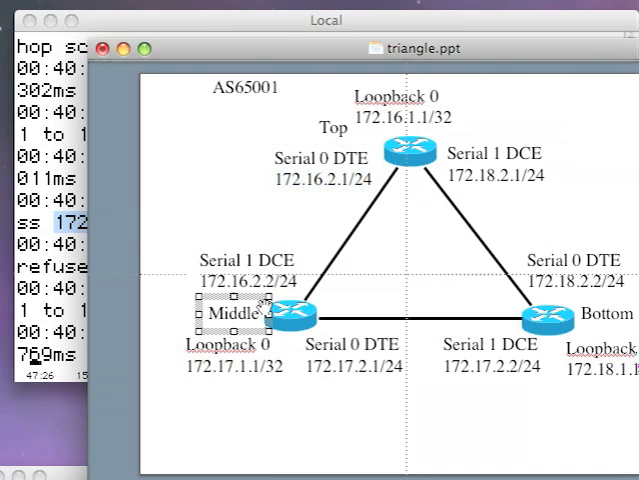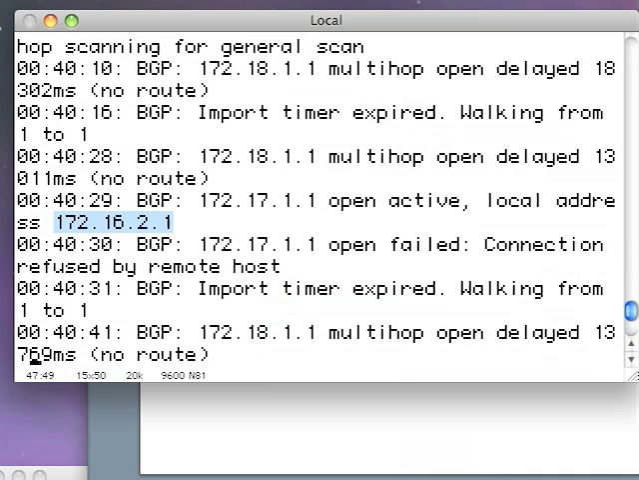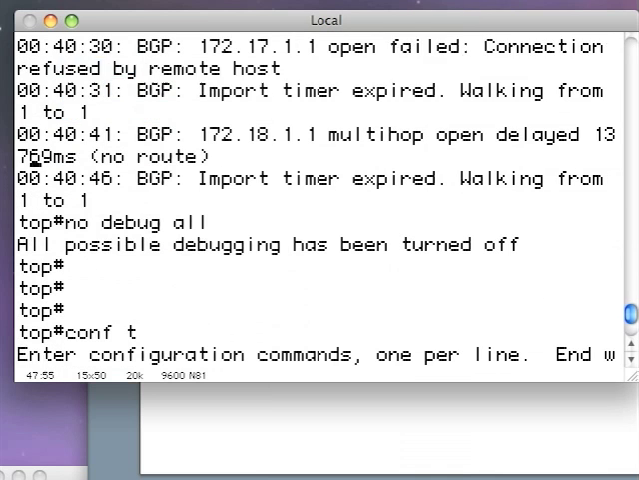So on the middle router, it was expecting to receive a BGP connection from 172.16.1.1, and instead it received a BGP connection from 172.16.2.1. Because it received it from that IP address that was not considered a neighbor, it refused the connection, and that's why the open failed. BGP open failed, connection refused by remote host.